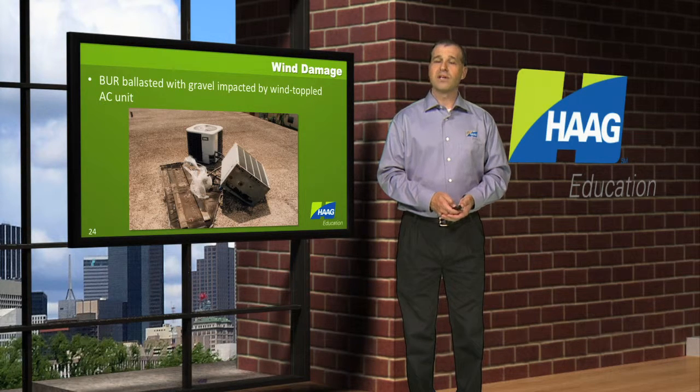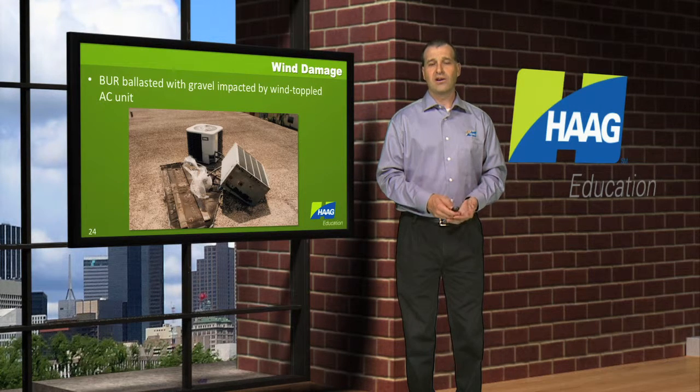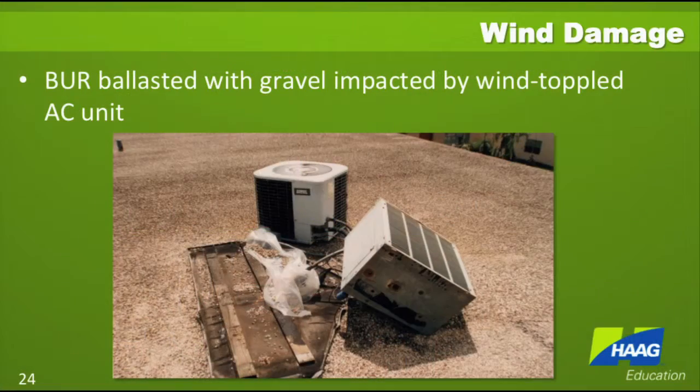In this photograph, we're looking at debris damage. A lot of times the source for debris is things that are actually on your roof, like air conditioning units. If they're not securely tied down, they can be toppled and flipped over, and so you've got damage to the roof system from the air conditioning unit.